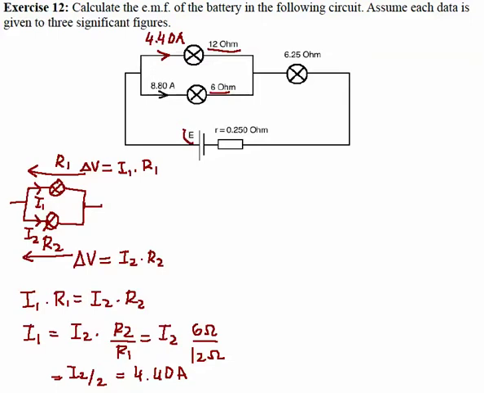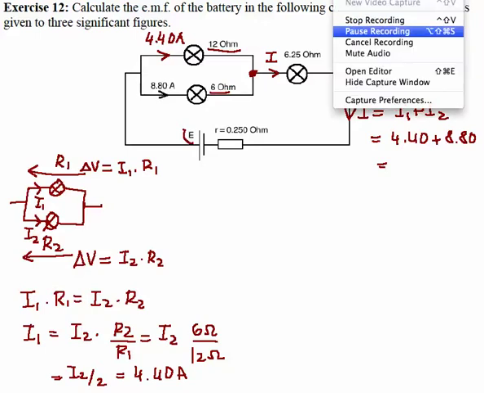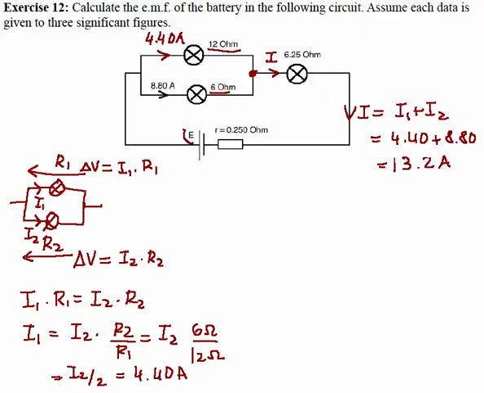What else can I calculate now? I have a junction there, and I see that I have 2 different currents joining at that junction. So the current I, which is also the current here, should be the sum of those 2 currents. So 4.4 plus 8.8 is 13.2 amps.